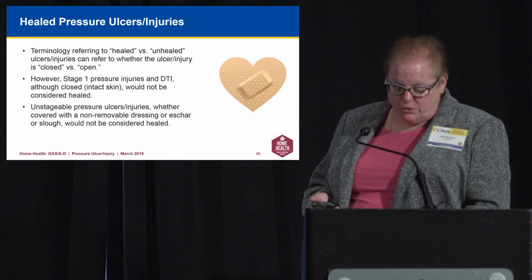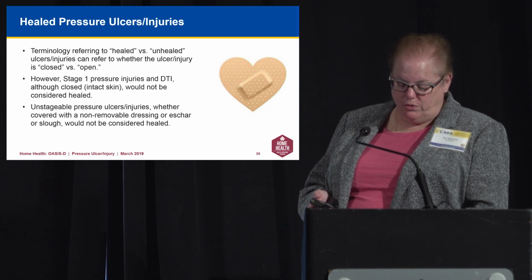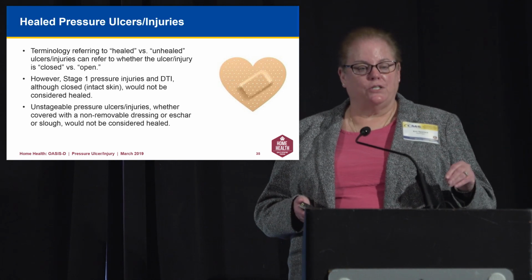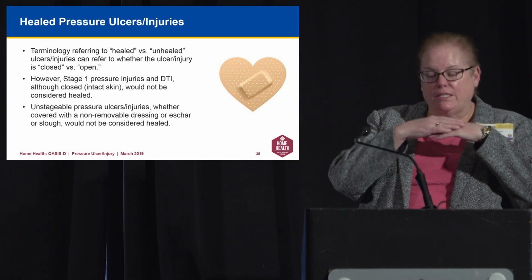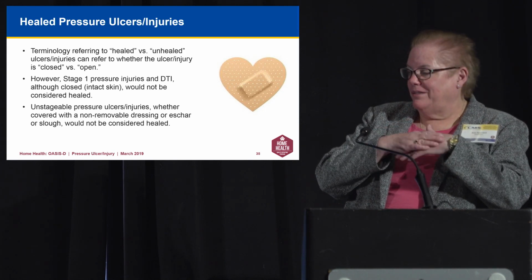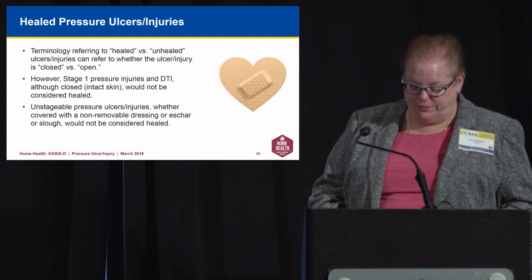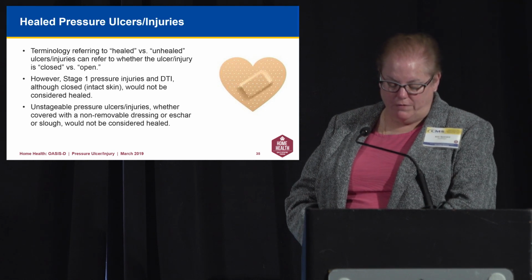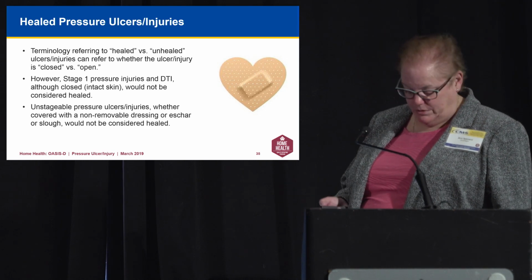So let's go back here. Stage 1 pressure ulcers or injuries and deep tissue injuries, although closed, meaning they have intact skin, would not be considered healed. So if you have a deep tissue injury, that deep maroon, red kind of coloring, and the skin is intact, it's not considered a closed injury. It is still considered a deep tissue injury. It's not considered healed. And then an unstageable pressure ulcer or injury, whether covered with a non-removable dressing or eschar or slough, would not be considered healed either.